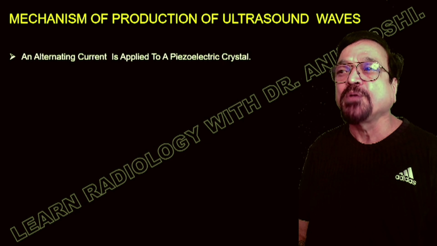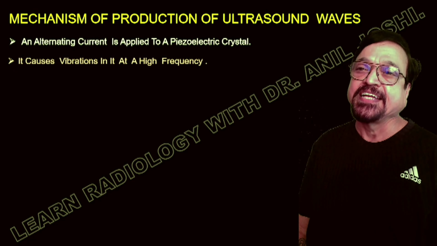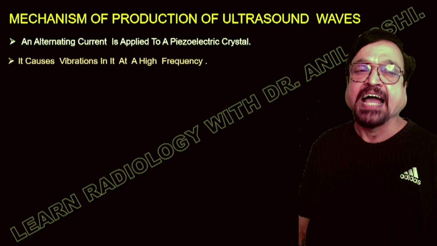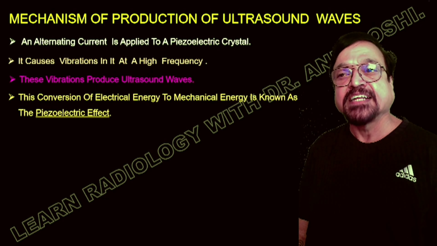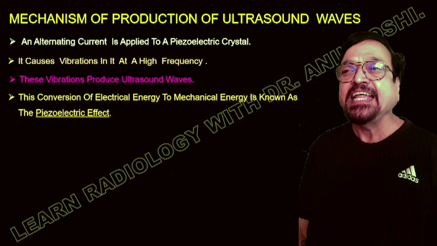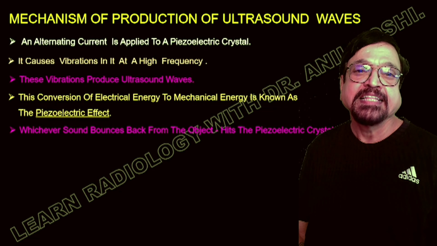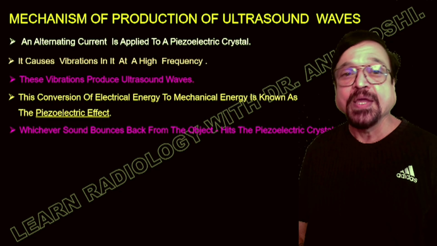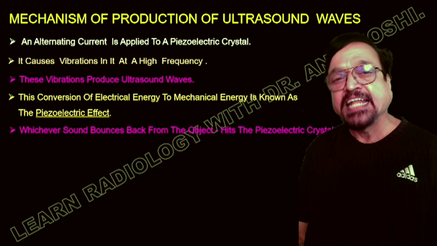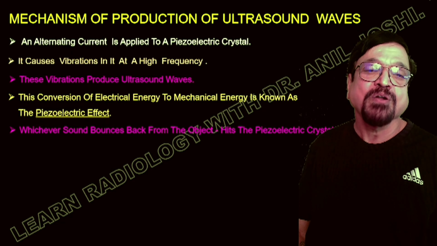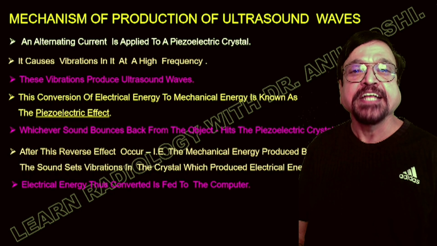Now what is the mechanism of production of ultrasound waves? An alternating current is applied to the piezoelectric crystal. This causes it to vibrate at a high frequency. These vibrations produce ultrasound waves. These ultrasound waves travel through the body and come back to the crystal, and depending on the waves coming back, they produce the signal. First is the piezoelectric effect, conversion of electric energy into ultrasound energy. Second is the reverse piezoelectric effect, that is, conversion of ultrasound waves into electric energy. So that's how ultrasound physics works.